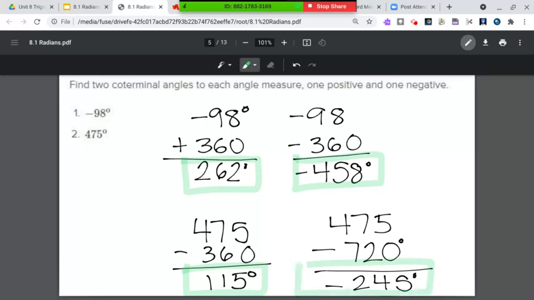What does this mean? If I drew a 475 degree angle and then I drew a negative 245 degree angle, they would lie at the same spot. That's the idea of coterminal.